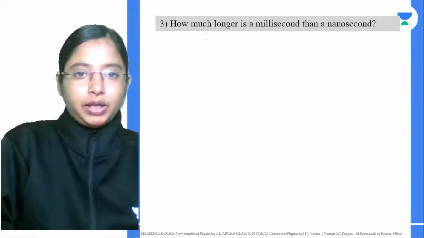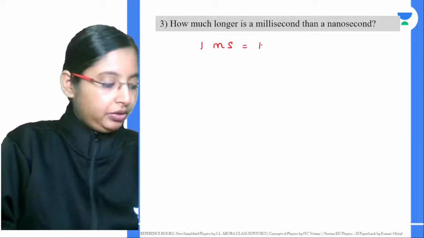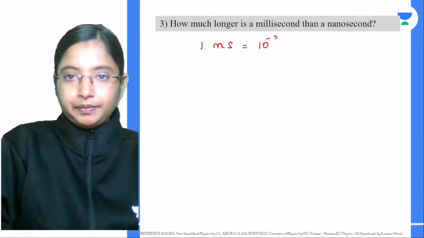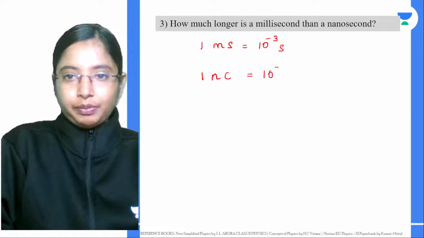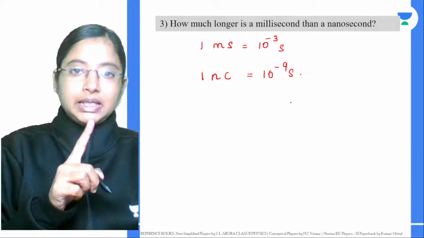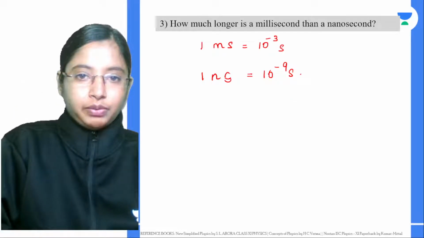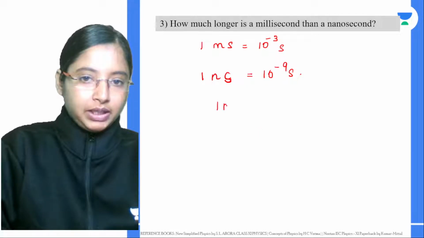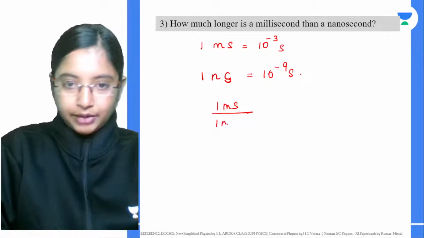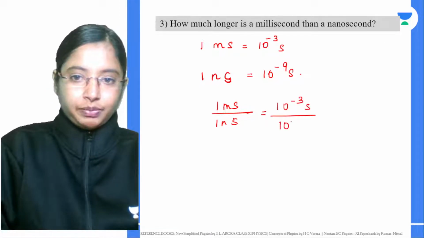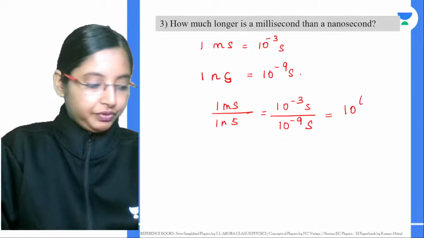Okay, 1 millisecond is 10 to the power of minus 3 seconds, and 1 nanosecond is 10 to the power of minus 9 seconds. How much longer is 1 millisecond than a nanosecond? 1 millisecond by 1 nanosecond is equal to 10^-3 seconds by 10^-9 seconds. From here, you can see 10 to the power of minus 3 plus 9, which will be 10 to the power of 6, right?